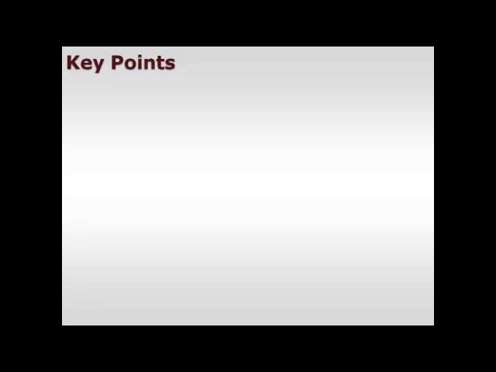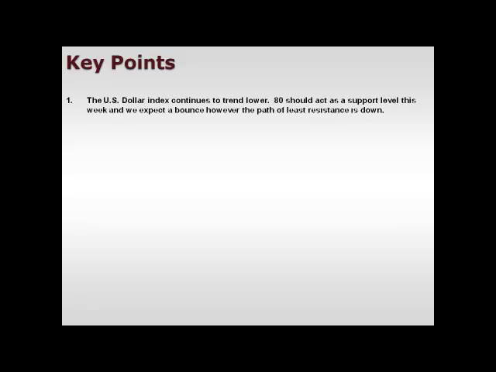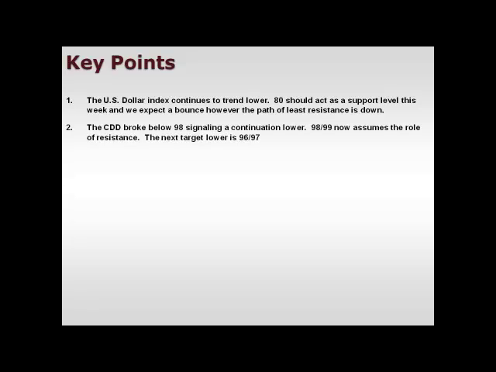Let's take a look at a few of our key points. First of all, the U.S. dollar index continues to trend lower. 80 should act as a support level this week, and we expect a bounce. However, the path of least resistance is to the downside. The CDD broke below 98, signaling a continuation lower. 98.99 now assumes the role of resistance. The next target lower is the 96.97 focal zone.